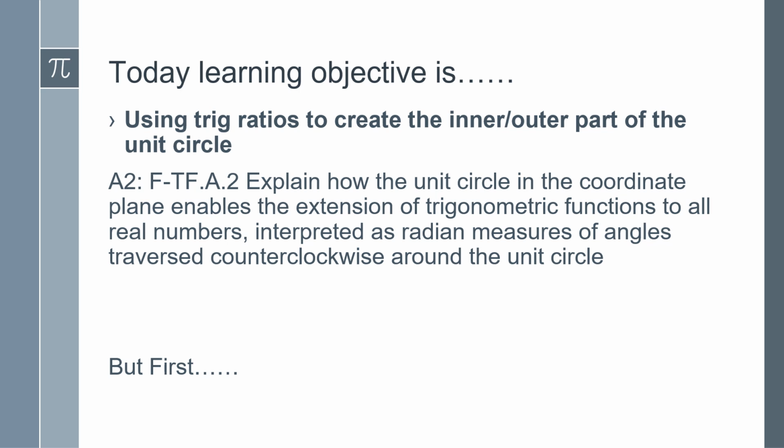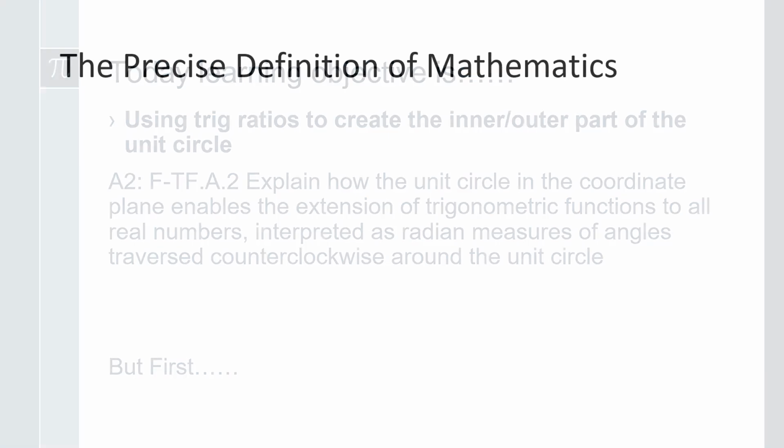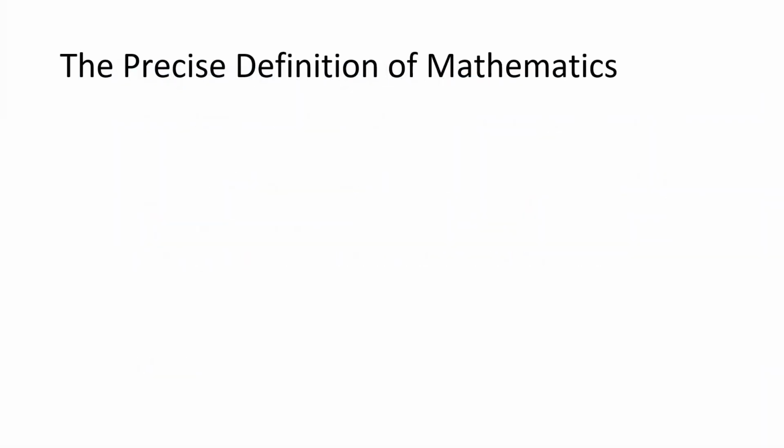So this is going to be a 6-part lesson. All right, we spent a lot of time with the Pythagorean and a lot of the trig ratio. So now we're ready to go into the unit circle. But first, this definition, the precise definition of mathematics.